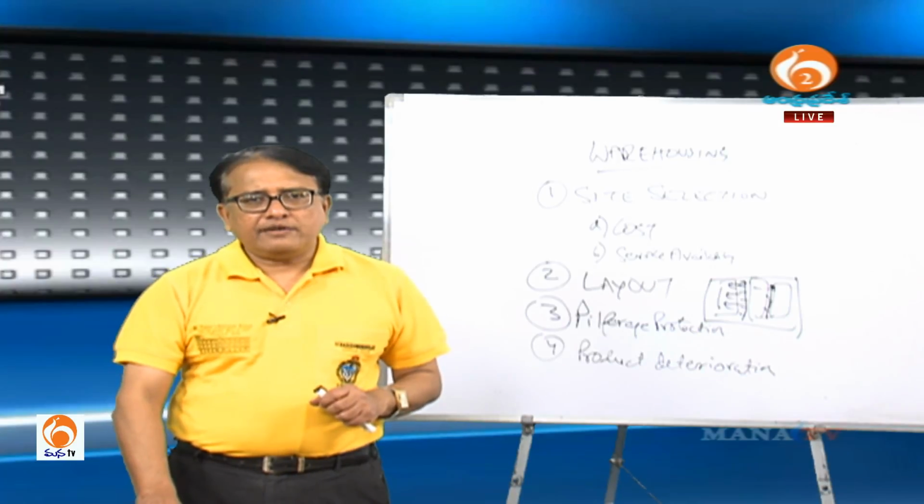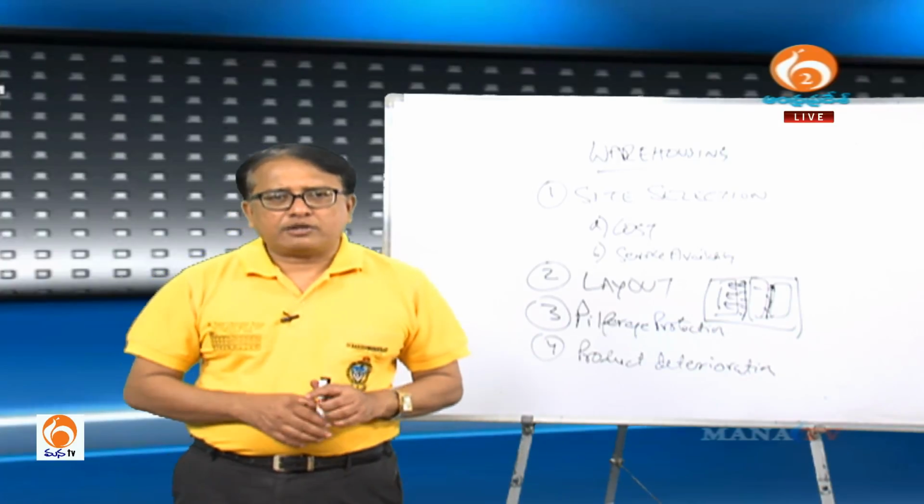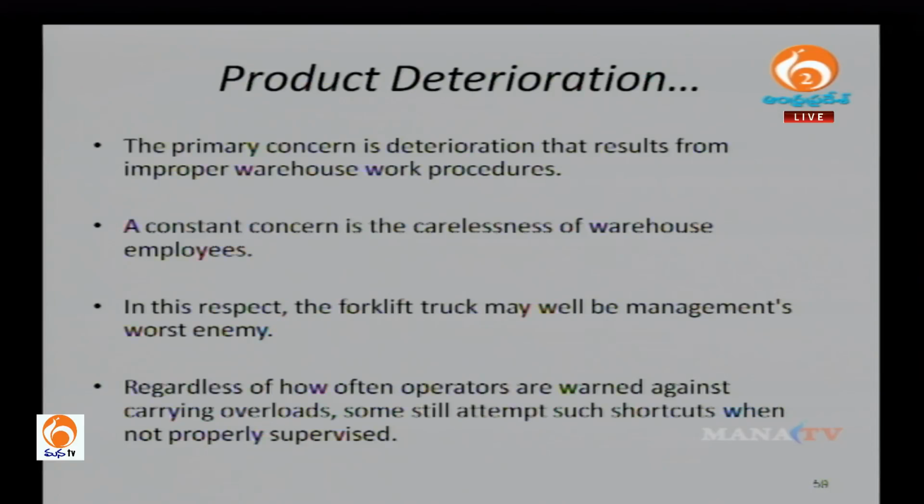Let us go to the next slide. What other things cause product deterioration? Improper warehouse work procedure, carelessness of warehouse employees, improper usage of forklift trucks, attempts to use shortcuts when such forklift trucks are used.